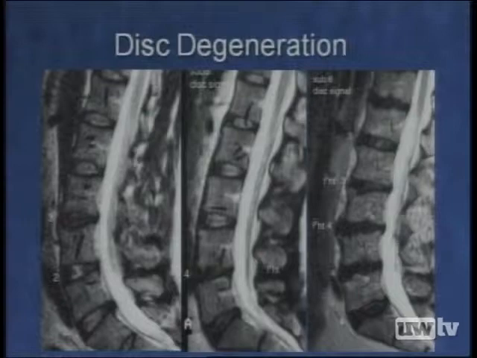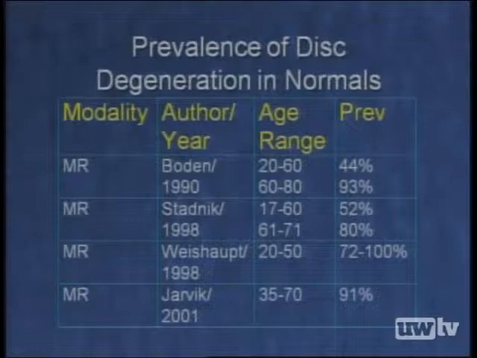Prevalence of disc degeneration in people who don't have low back pain is extraordinarily high and related to aging. And so over a certain age, you could say that you're distinctly abnormal if you don't have a degenerated disc. In our cohort, over 90% of subjects had disc degeneration of at least one level. And in some studies, it's been 100%.